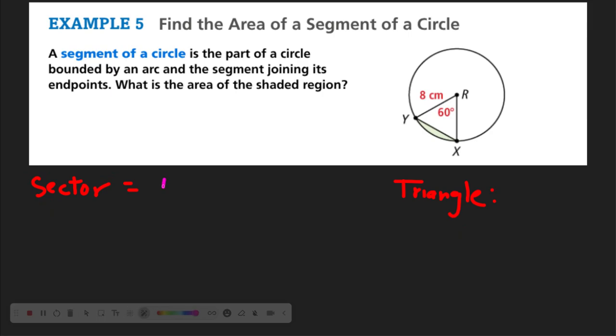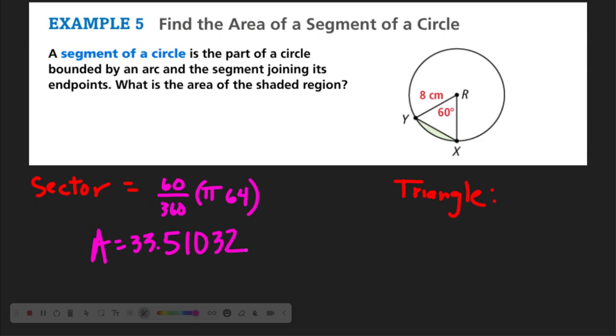Well, the sector is going to be 60 over 360 times pi times 8 squared. Okay, so for that, just use the pi button on your calculator. You get 33.510032. Okay, now the area of the triangle.